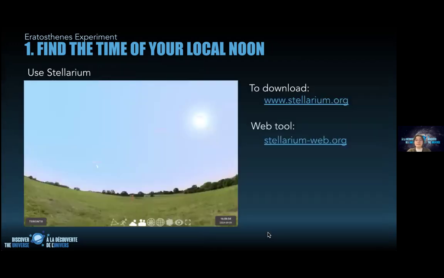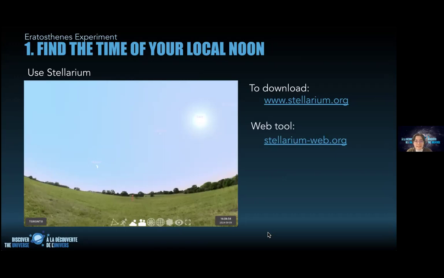Then you can use Stellarium, which is the program that I was just using, or I took the screenshot of, to show you that at noon, it's not the solar noon. So you can use the web tool, stellarium-web.org, or you can download the entire application to determine where the sun will be at the solar noon.